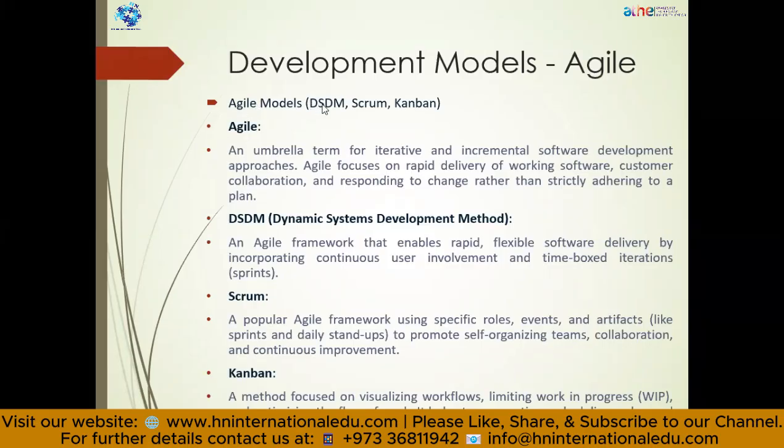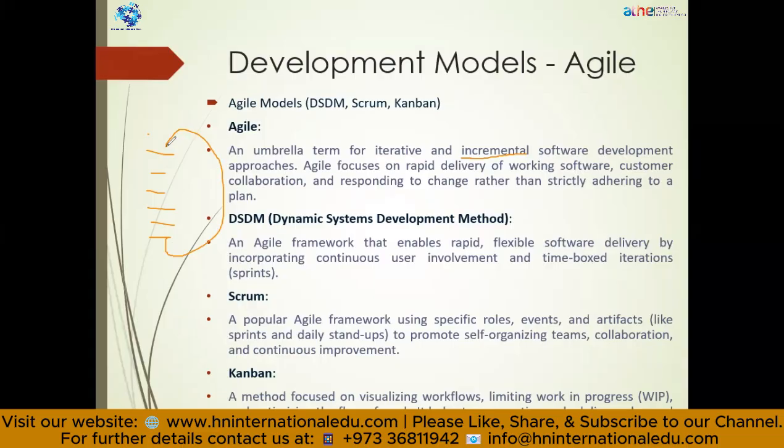Agile models like Scrum and Kanban. So basically Agile is about the iterative and incremental software development model. It is an umbrella term for iterative and incremental. Iterative means we have a number of phases in our software lifecycle. And incremental model means that one by one we will add features into our software and then we will go for the repetitions.